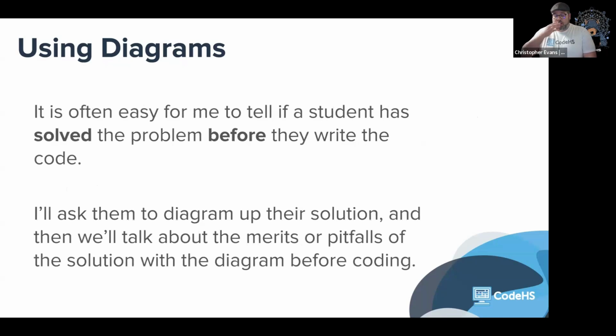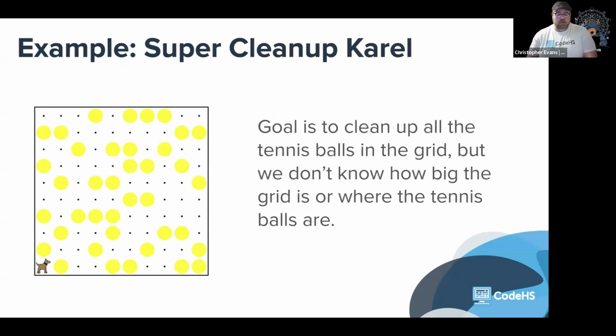So diagrams are often useful to let the students see if they solved the problem or not. If the diagram or the flowchart completes, then it shows that they were successful in solving the problem, and now they can go to the code and fix it. So here's an example of diagramming out our solution.